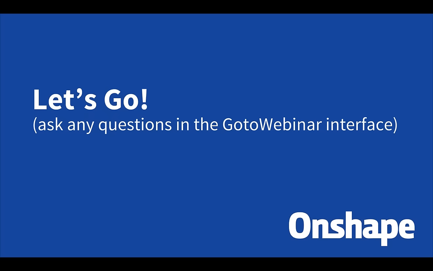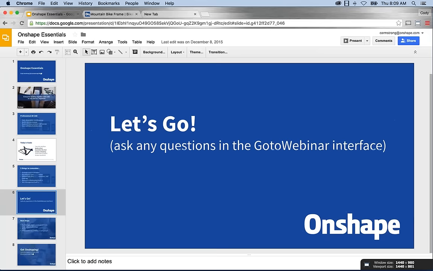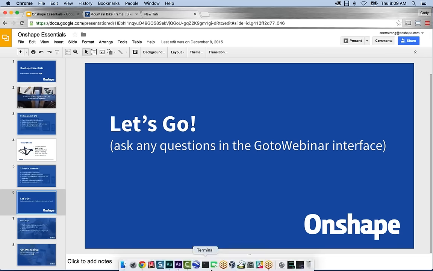Let's dig into Onshape. Now, the first thing I want to mention is, as I mentioned before, it runs entirely in a browser. So here I'm running Chrome, and this is on a Mac, by the way. So I'm running Chrome on a Mac. Again, you could be running Windows, Linux, Chromebooks. Any of those will work.